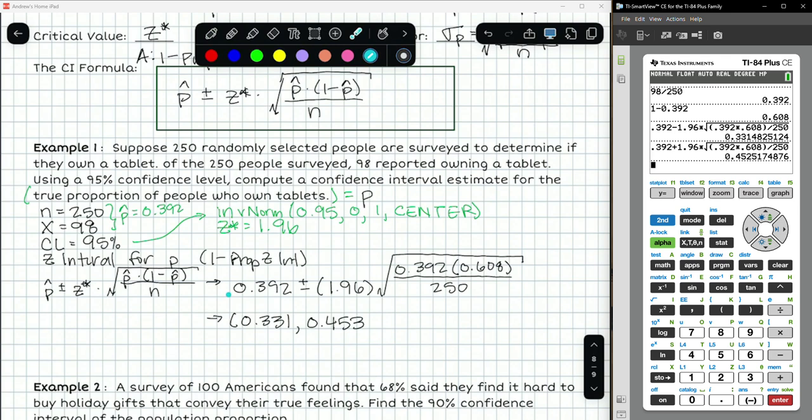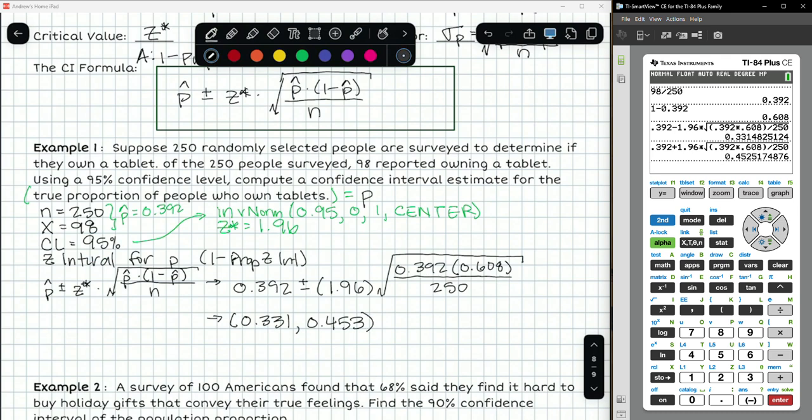And you'll notice that this value here sits right in between those two values. So that's a good sign. My last step, I would write a conclusion. So we are 95% confident that the interval from 0.331 to 0.453 captures the true proportion of people who own tablets.